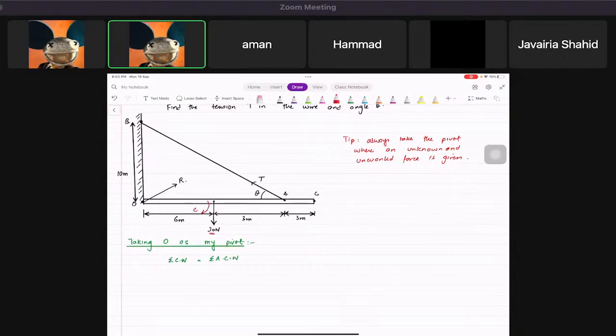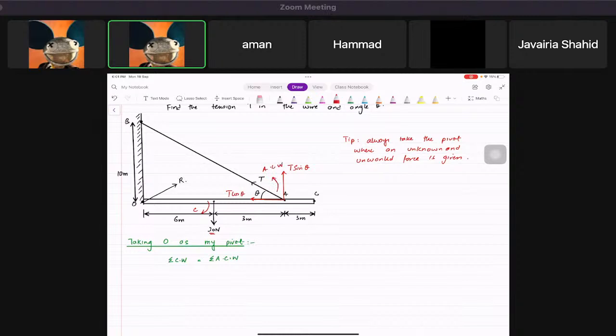T will have two components, one upwards, one this way. So this is a perpendicular component, so we really need T sine theta. We don't need T cos theta. The reason we ignore T cos theta is because T cos theta is parallel to the pivot line of action. It does not have a perpendicular distance, so just ignore it. So clockwise, and this is going to turn it anti-clockwise.